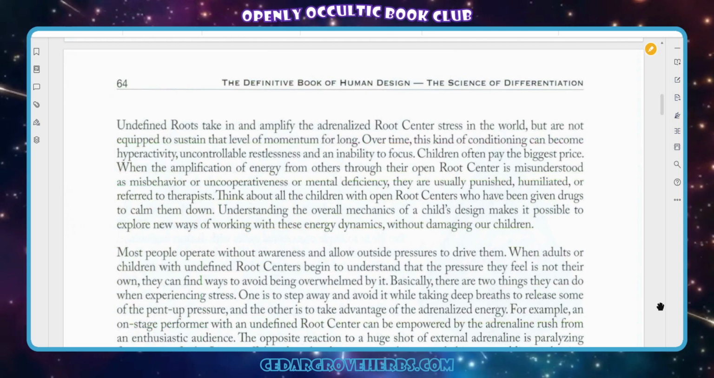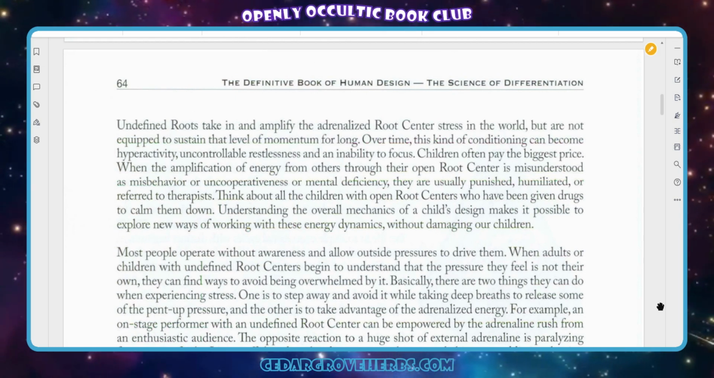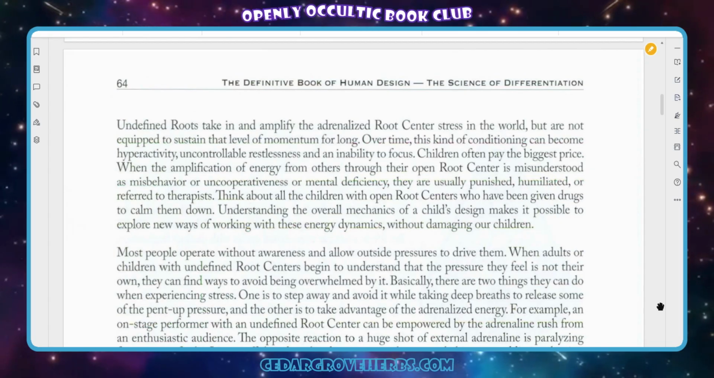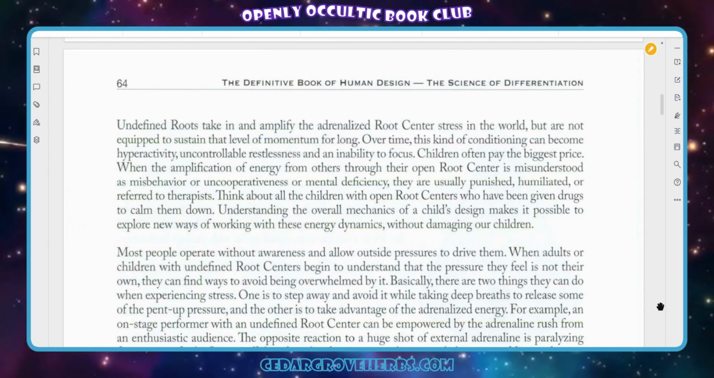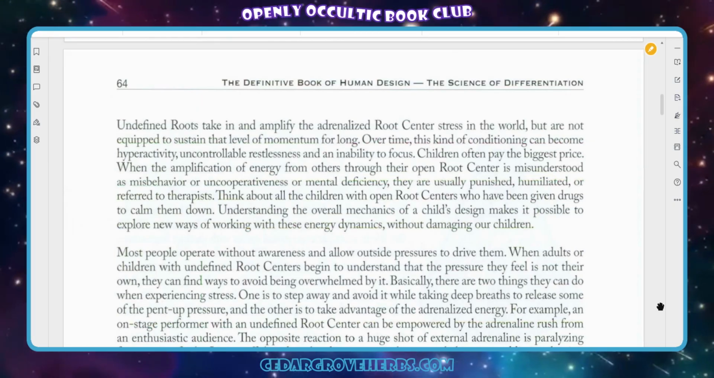Understanding the overall mechanics of a child's design makes it possible to explore new ways of working with these energy dynamics without damaging our children.